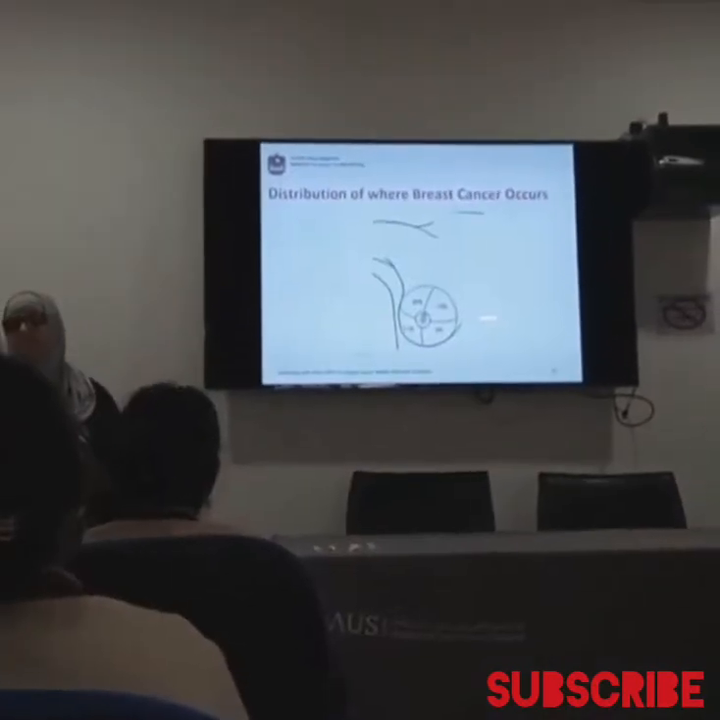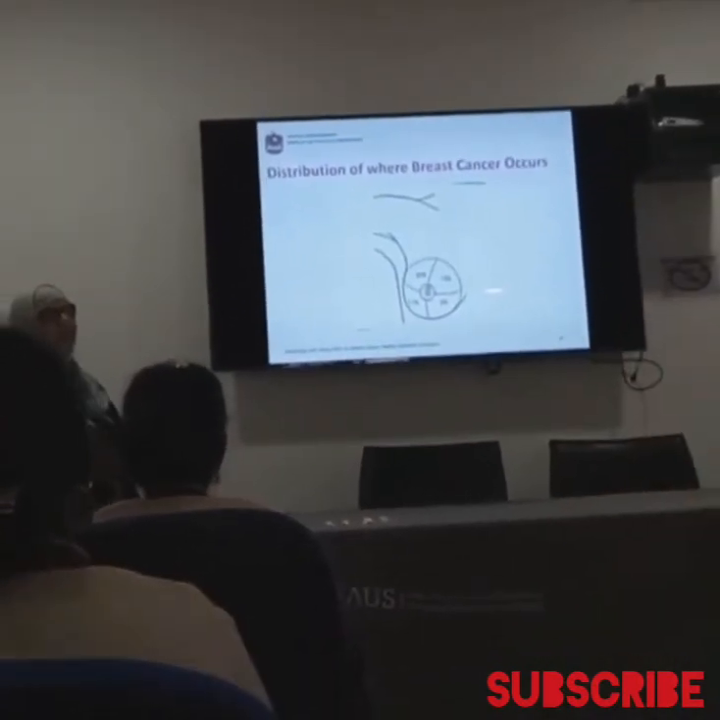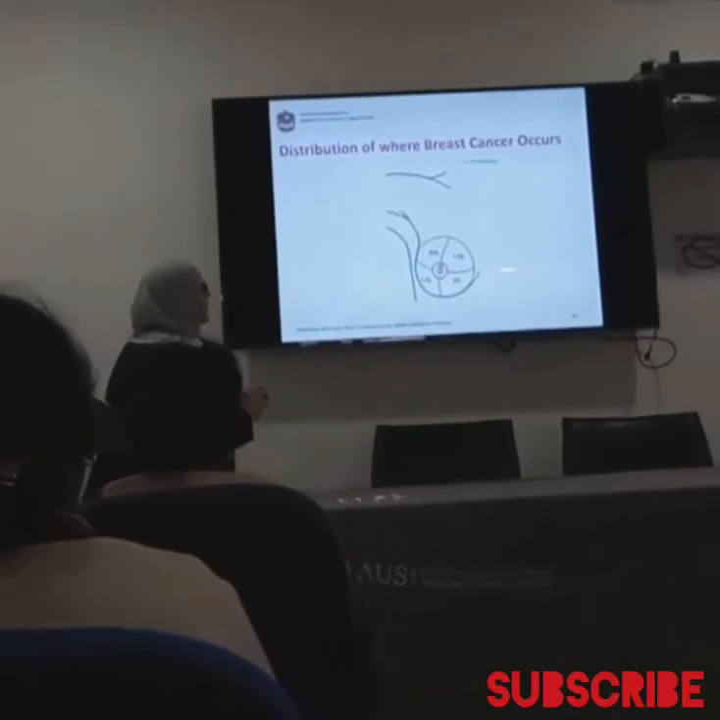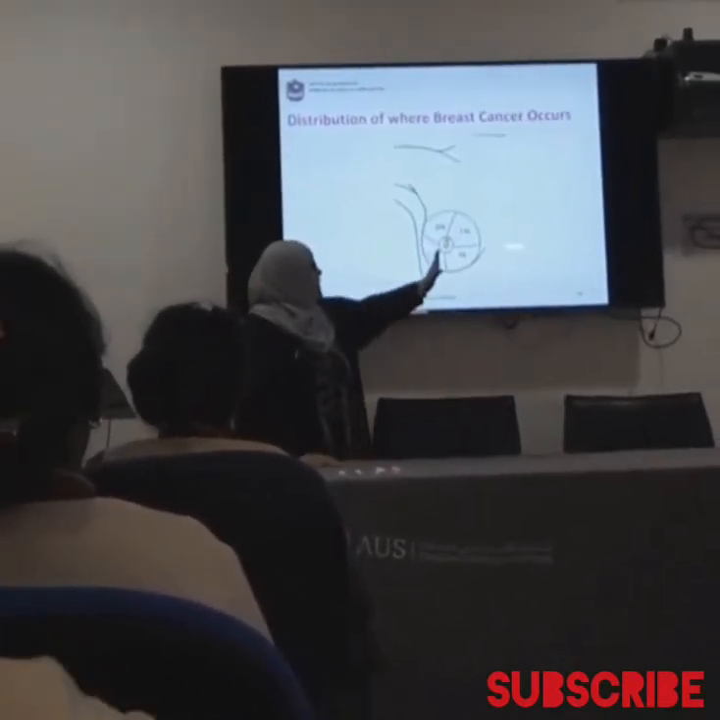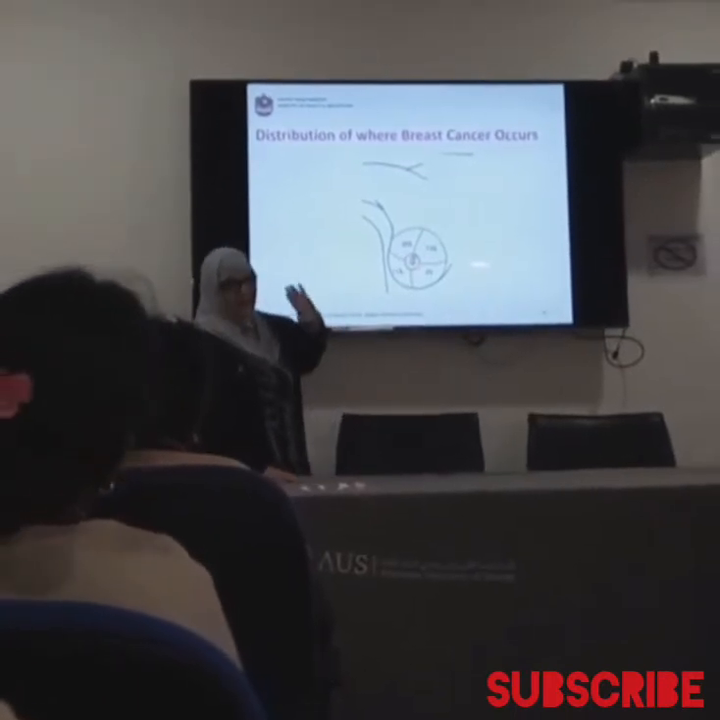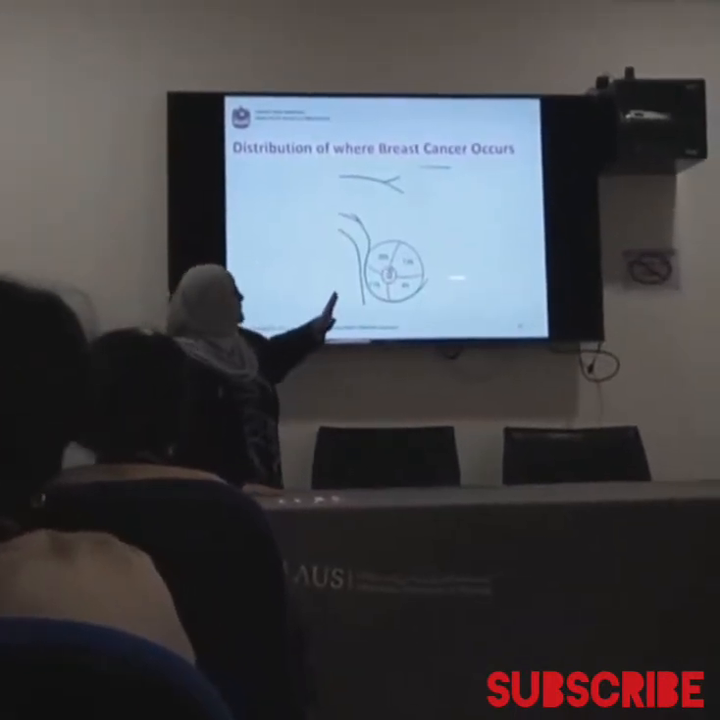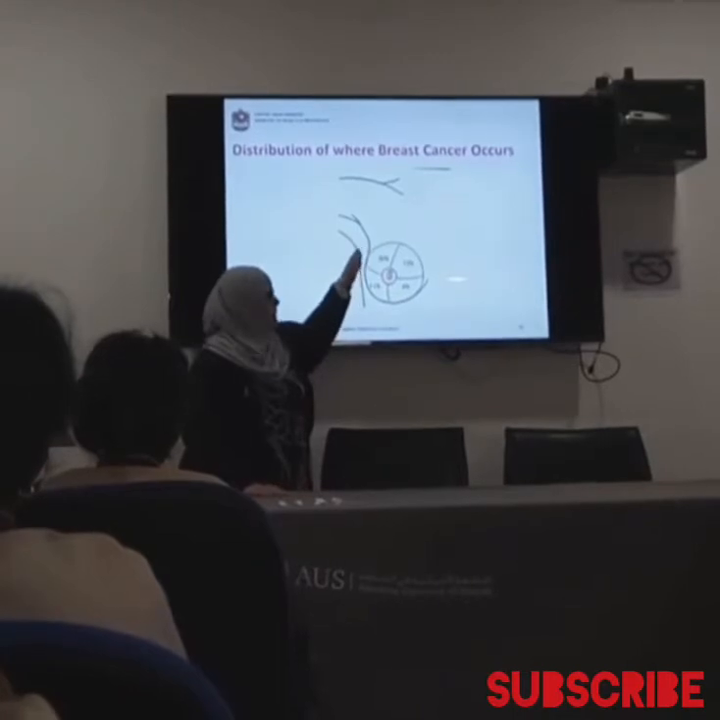So, where does breast cancer most of the time occur, or in which areas of the breast does it usually occur? If we divide the breast, it can be divided into four areas. This is the upper outer quadrant.